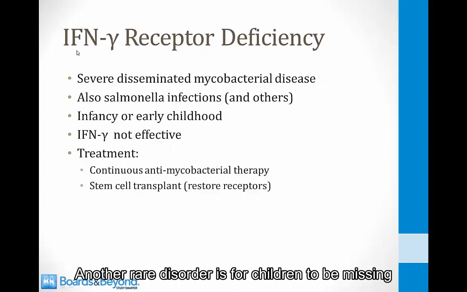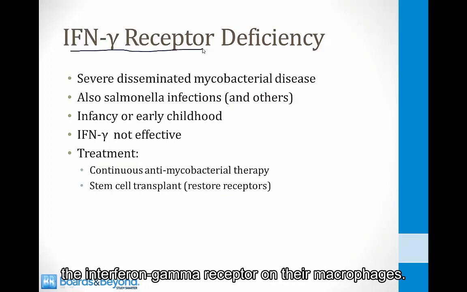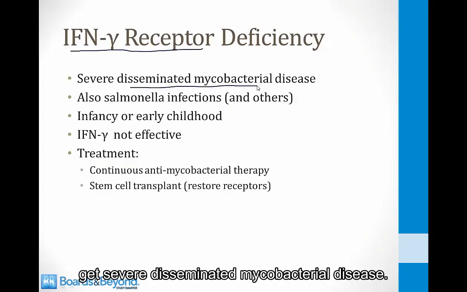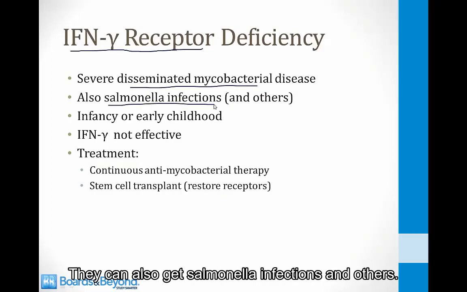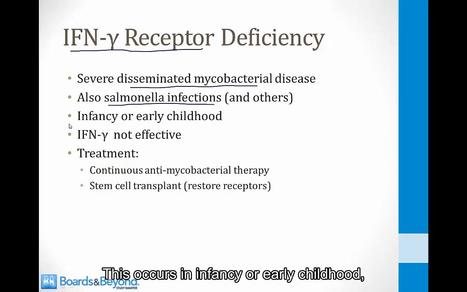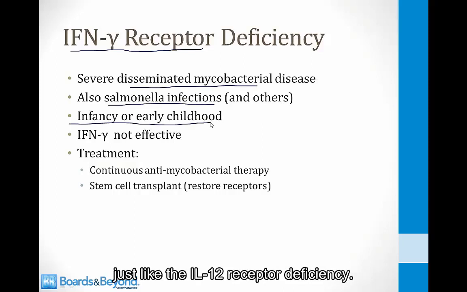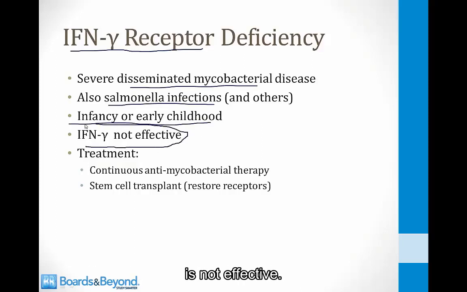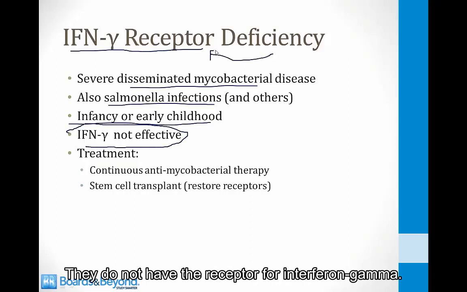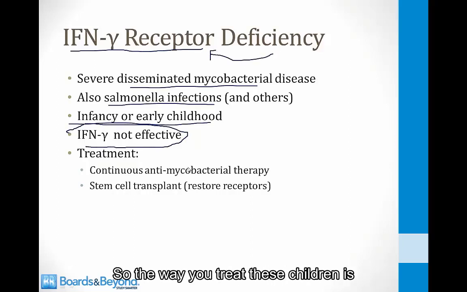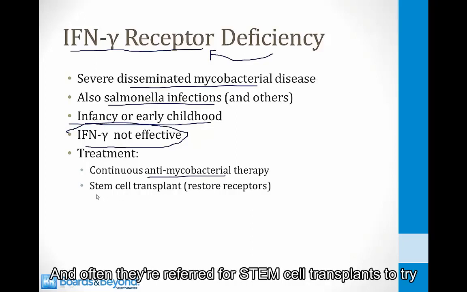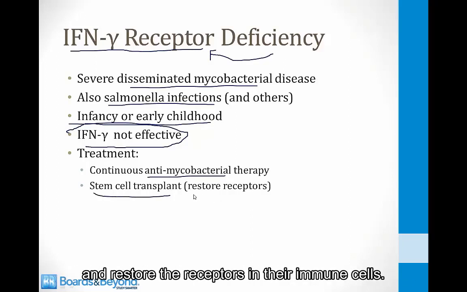Another rare disorder is for children to be missing the interferon gamma receptor on their macrophages. These children also get severe disseminated mycobacterial disease. They can also get salmonella infections and others. This occurs in infancy or early childhood, just like the IL-12 receptor deficiency. What's important here is that interferon gamma is not effective. They do not have the receptor for interferon gamma. So the way you treat these children is by giving them continuous antimycobacterial therapy, and often they are referred for stem cell transplants to try and restore the receptors in their immune cells.